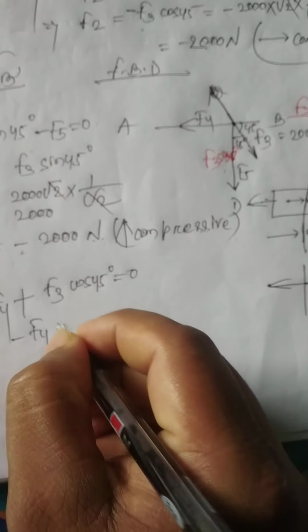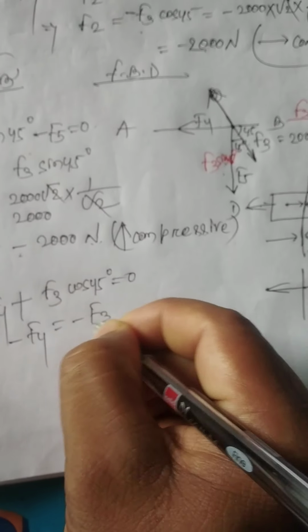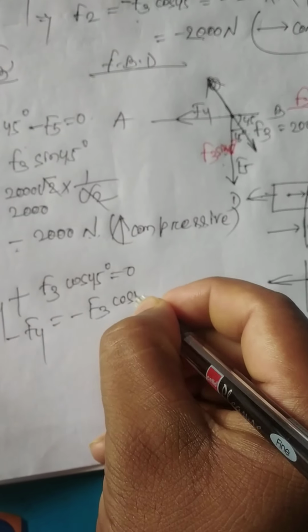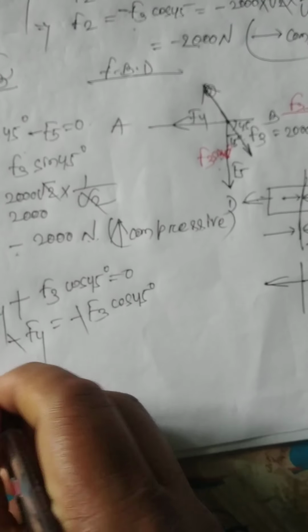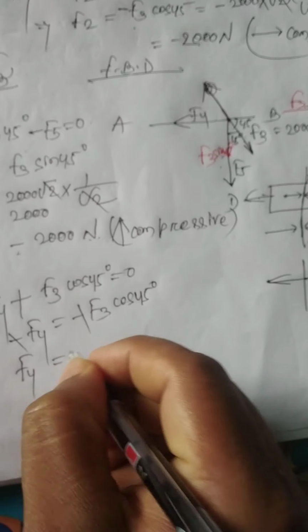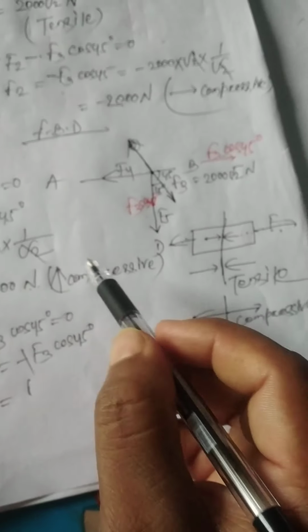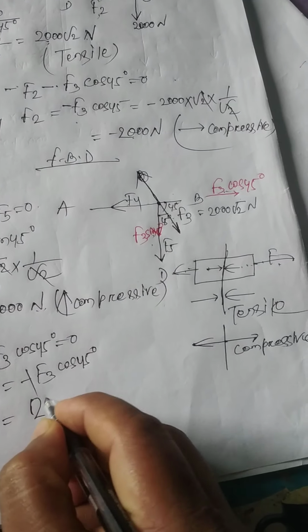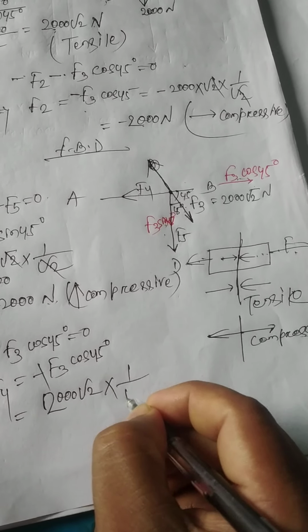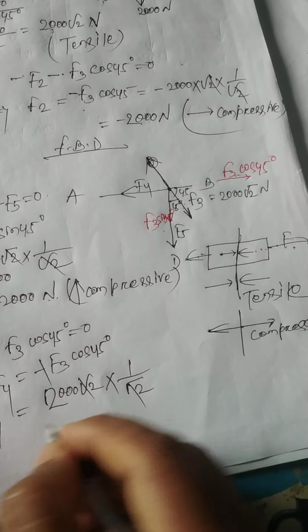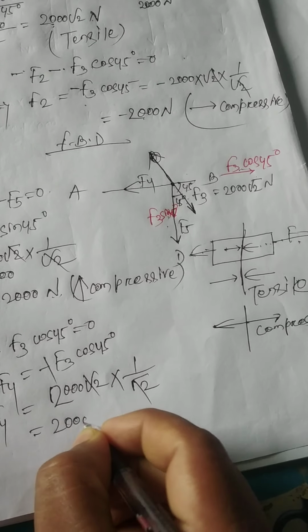So this implies that minus F4 is equal to minus F3 cos 45 degree. So minus minus cancelled, implies that F4 is equal to F3. What is the value of F3? We got F3 is 2000 root 2 Newton. So I can write here 2000 root 2 into cos 45, which is 1 by root 2. Root 2 cancelled. So this will be 2000 Newton.